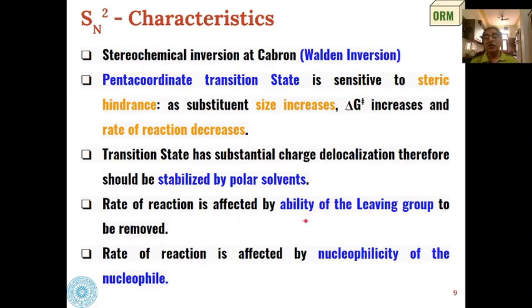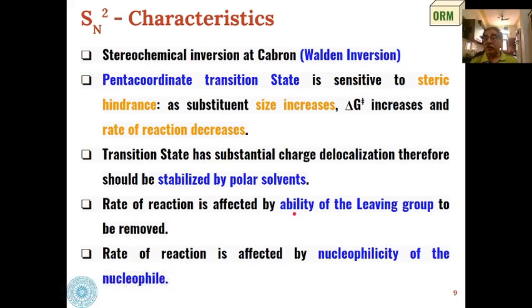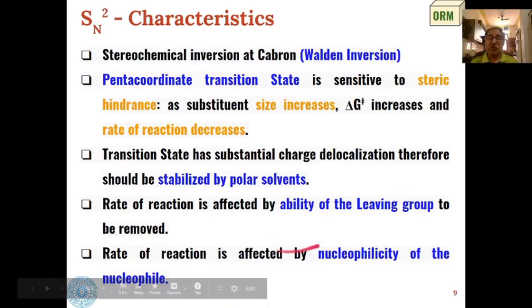Then the rate of reaction is also affected by the ability of the leaving group, which will be removed during the reaction. If the leaving group can leave the substrate easily, then the rate of reaction will be more. If the leaving group takes time to be removed from the substrate, then the rate of reaction will be slow. Then the rate of reaction is also affected by the nucleophilicity of the nucleophile. The higher the nucleophilicity, the higher will be the rate of reaction.